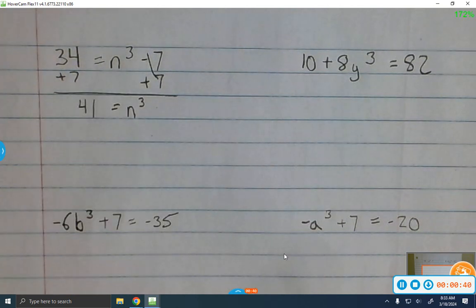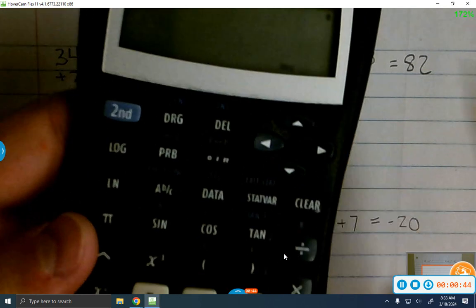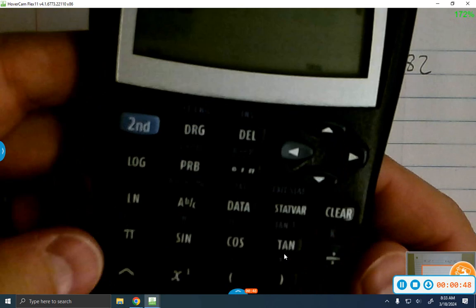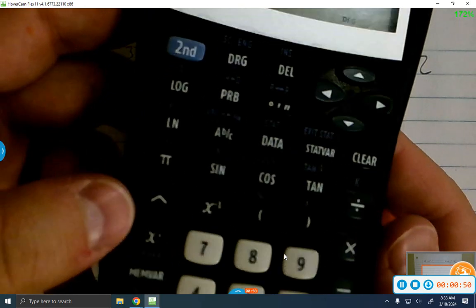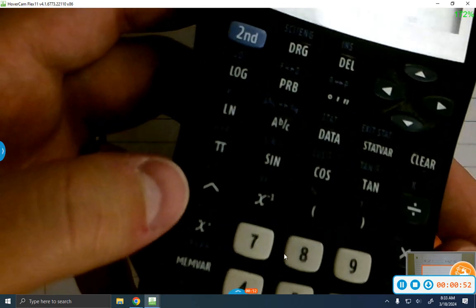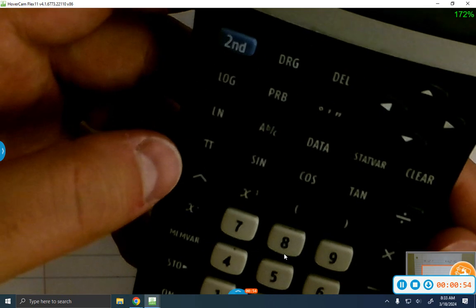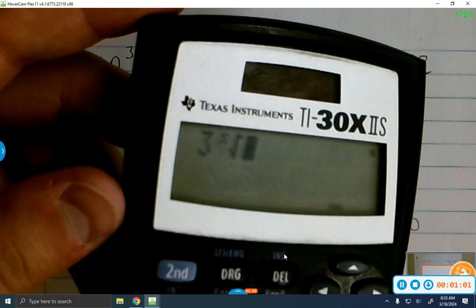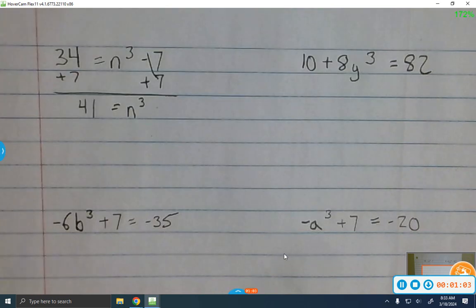And then on our calculator, the way that we do cube root is we push 3, second, and then there's this button right above x squared. You can't really see it in this light, but it has a little x with the square root sign. So then it looks like this. That's cube root. Okay, so then we're going to take the cube root of both sides.